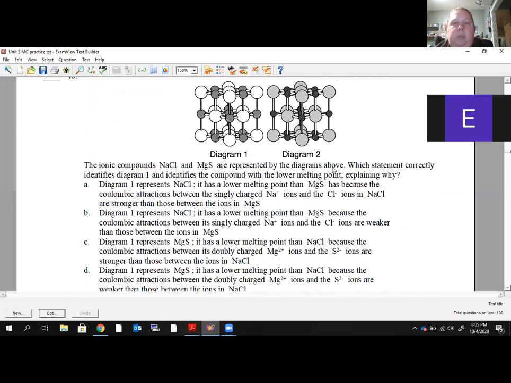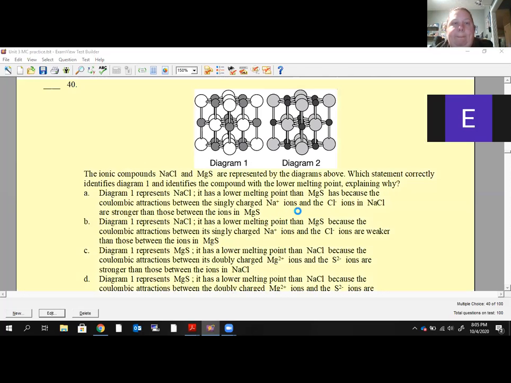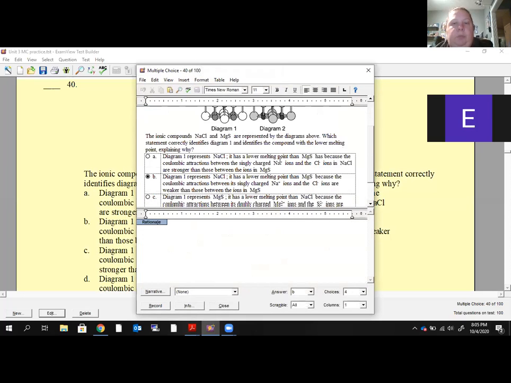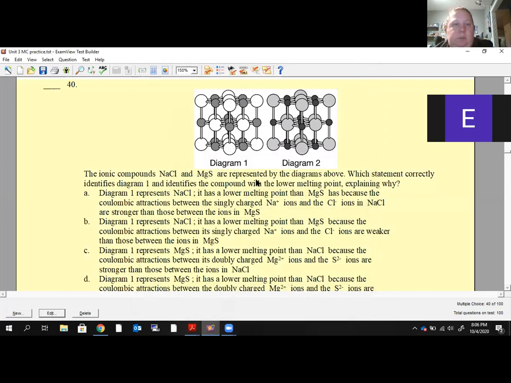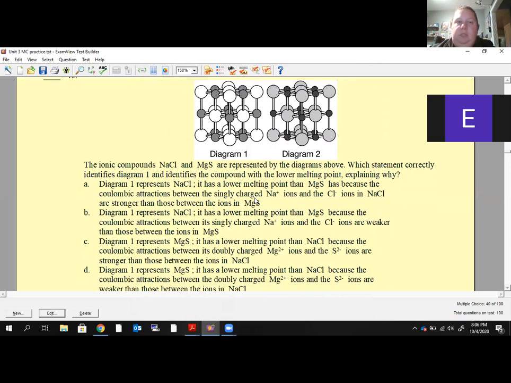This one, I think I got it right. I just wanted to make sure I had my reasoning right. So survey says answer is B. What did you say your reasoning was? Well, it looks like the cation is smaller in diagram 2. Yes. The darker circles look smaller to me. Okay. I'm with you on that one. That is good.